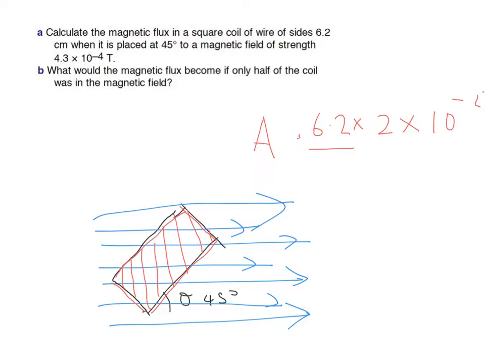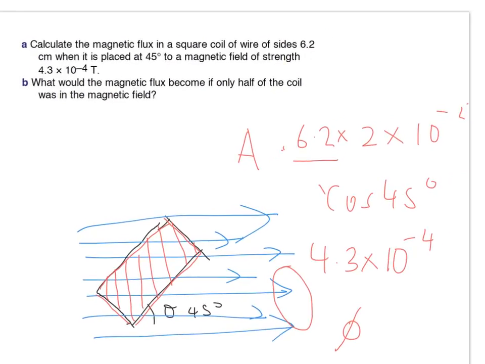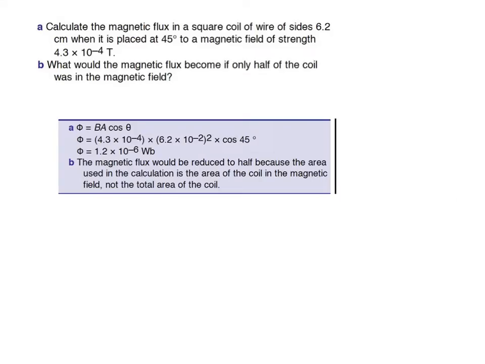Now the problem is that the field lines are not perpendicular, so we need to add that cosine, times cosine 45 degrees, and then times the magnetic field strength, which is 4.3 times 10 to the minus 4. That will give you your flux, which is the amount of lines in this little area. We can see the answer here is 1.2 times 10 to the minus 6, and I hope you got that right.